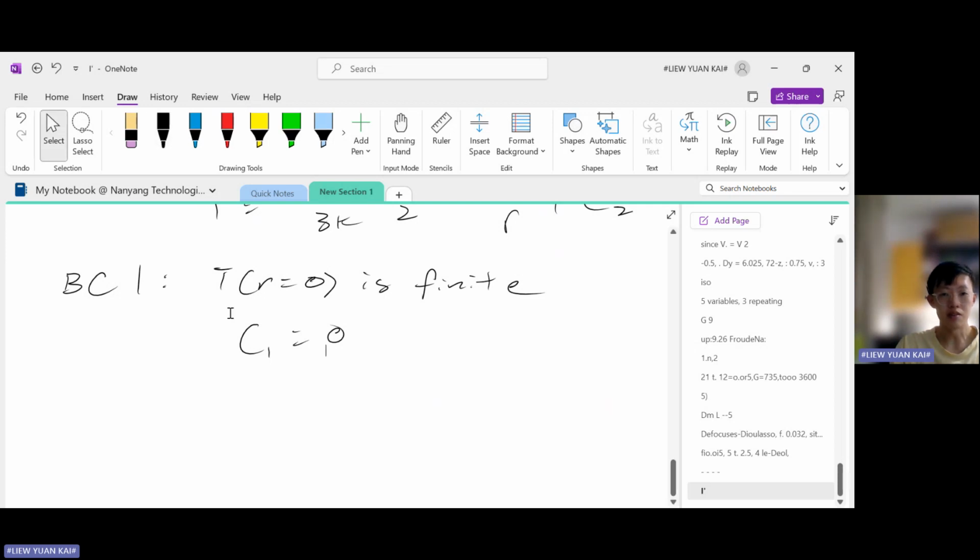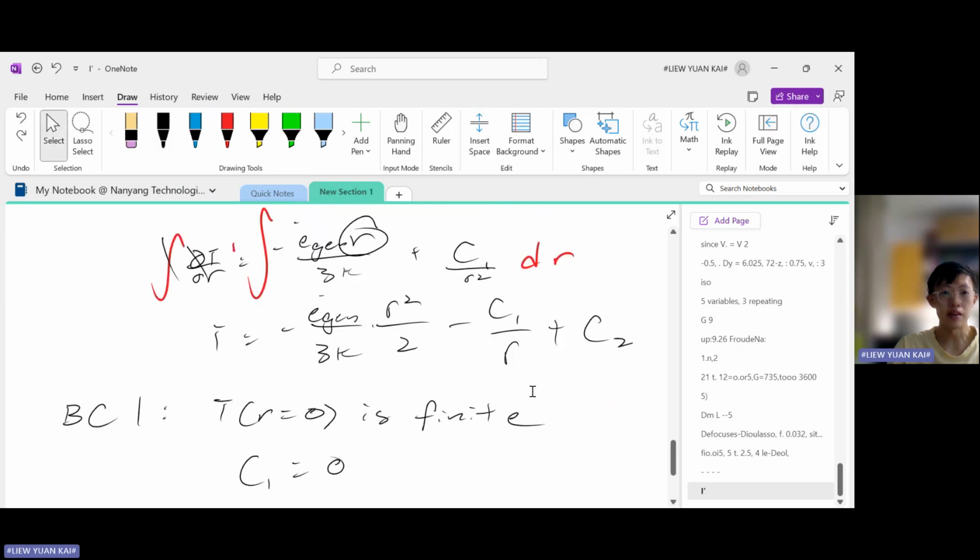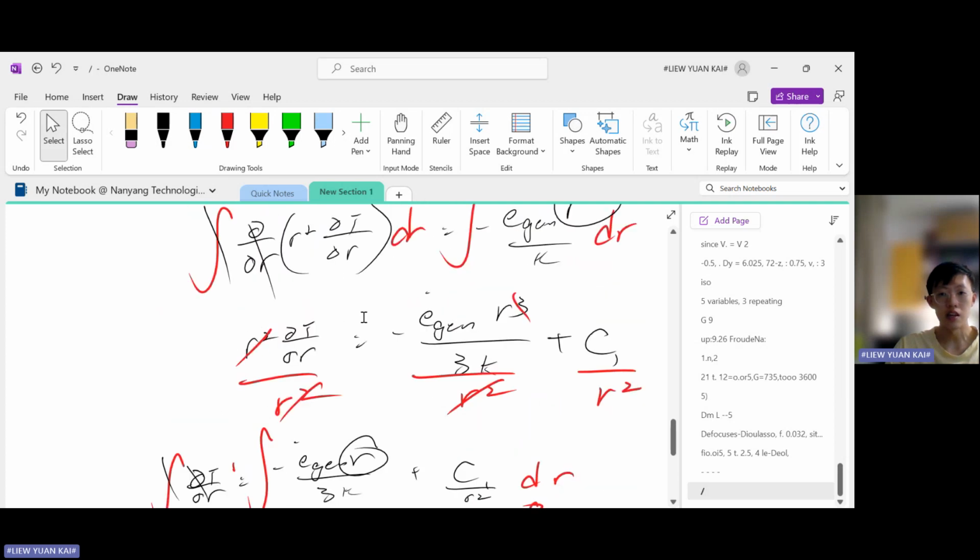Okay, so once we know that C1 is equal to 0, you go back and update your equation. You update your function. So we already know that this C1 is 0, which means this entire middle term is 0. So you get rid of the middle term. This you can make into 0, and anywhere else, your dT/dr expression can also become 0.